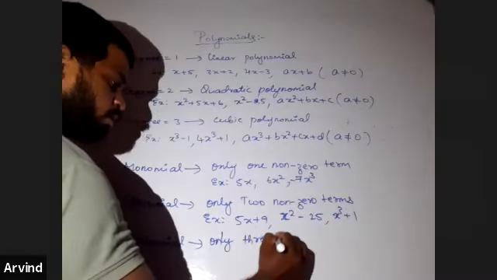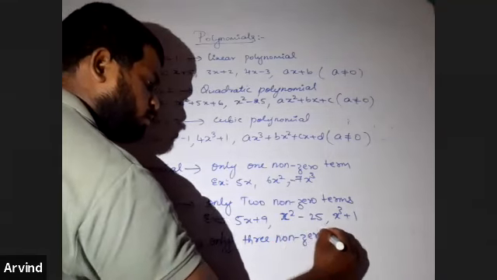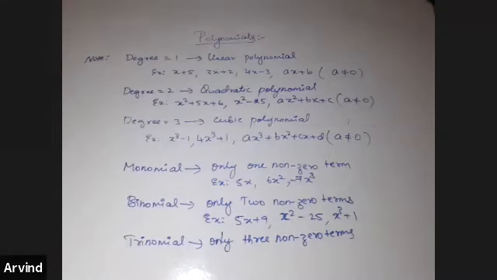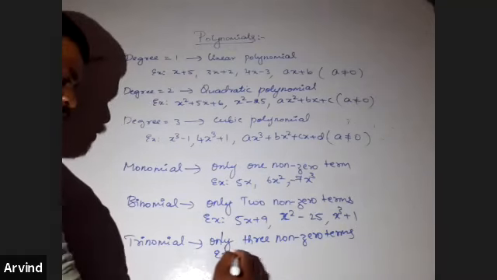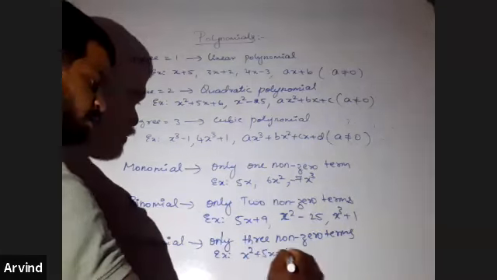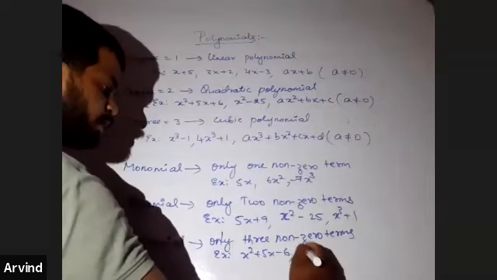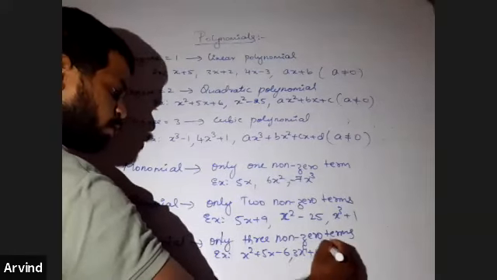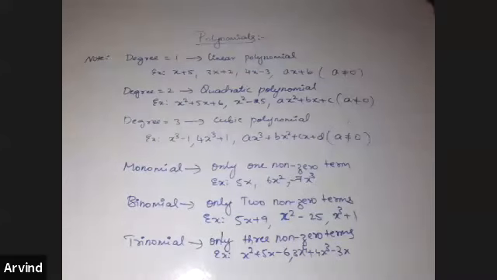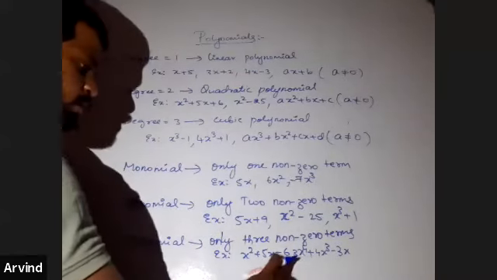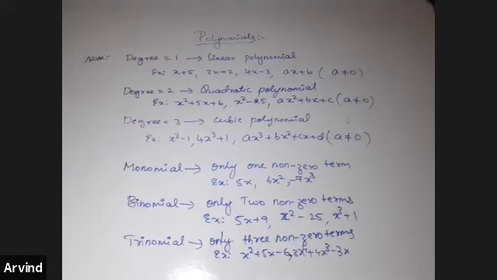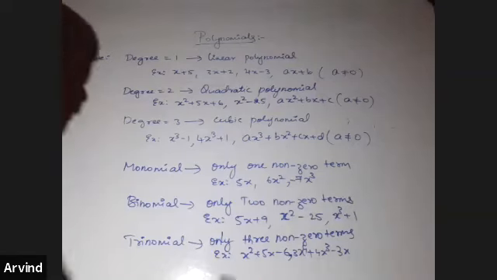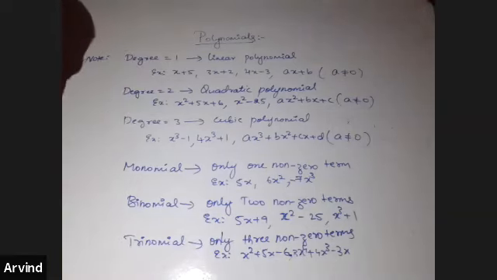Only 3 non-zero terms. Example: x square plus 5x minus 6, then 3x power 4 plus 4x cube minus 3x. All these are examples for trinomial. So remember, if there are 3 terms, we call it a trinomial. It is not that we don't call it a polynomial. This is also a polynomial, but it has a specific name. With 3 terms, we call it a trinomial.